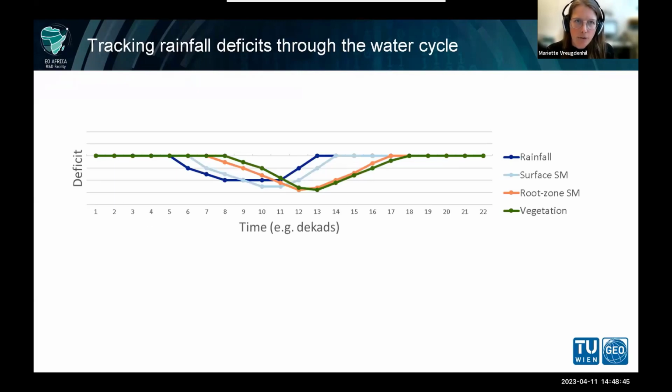What we try to do is to track the rainfall deficits through the water cycle. If we think about how a drought develops, the first thing that we're going to see is a decrease or a deficit in the precipitation and the rainfall, which will be followed by a decrease in the surface soil moisture, the root zone soil moisture, and then vegetation. And this is what we've been trying to track with our satellite data. So we were looking into whether we can see a time lag between the precipitation data and the surface soil moisture data set and the vegetation.